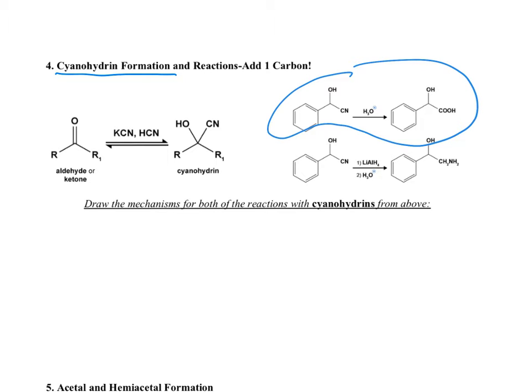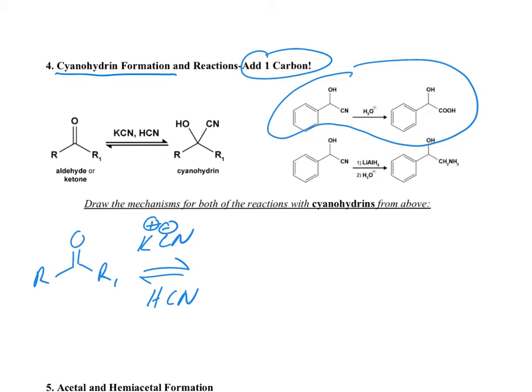So in this case, you have a ketone or aldehyde, and you have this KCN and then HCN. So let's put our charges in. CN minus, right, cyanide. This is a way to add one carbon, right? Because cyanide has one carbon. Is this acidic or basic conditions? This is definitely basic conditions. You have a carbon with a negative charge, so it's basic conditions.